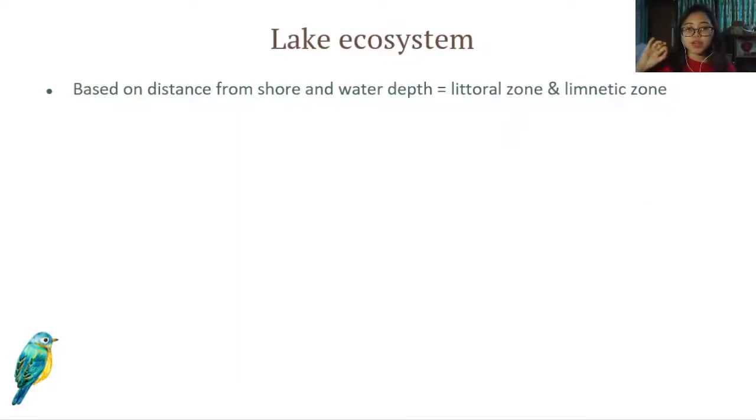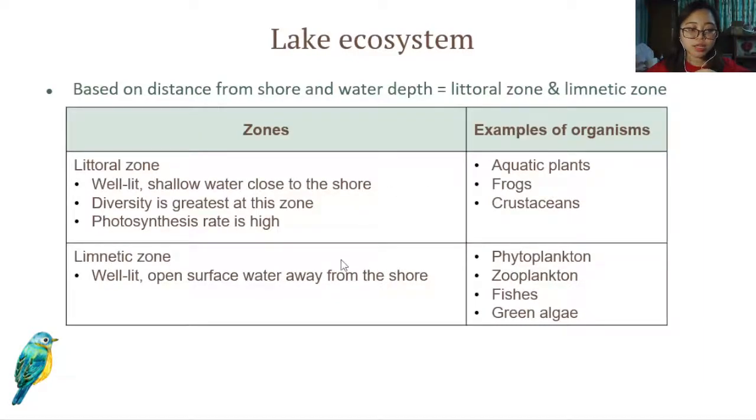Remember, we also have the other criteria for dividing lakes into zones, which is based on the distance from shore and water depth. Kalau kita pisahkan tasik itu kepada kawasan berdasarkan jarak dia daripada tebing dan kedalaman air, kita boleh pisahkan dia kepada littoral zone dan limnetic zone. So in littoral zones, these are well lit. That's why the name is littoral. So this is the shallow water that is closer to the shore.